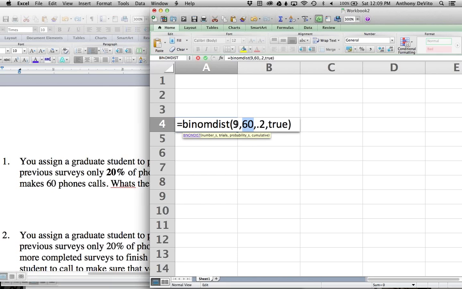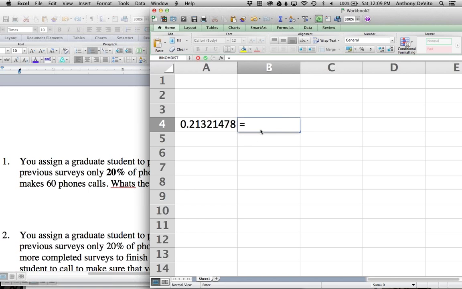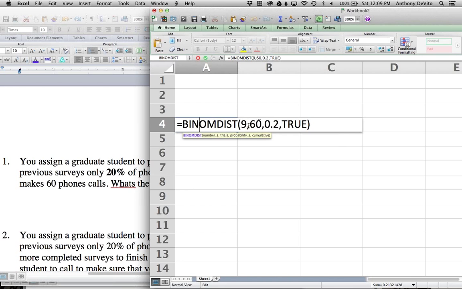I think we're okay there, right? I'm going to hit enter. And the probability of that happening is 21%. That means I got a 79% chance of getting my 10 surveys, because the probability of getting 10 or more is going to be equal to 1 minus this probability. This is the probability of getting 9 or fewer.